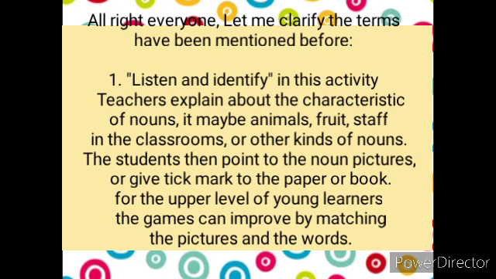Alright everyone, let me clarify the terms that have been mentioned before. The first one, listen and identify. In this activity, teachers explain about the characteristics of nouns. It may be animals, fruits, stuff in the classroom, or other kinds of nouns. The students then point to the noun pictures or put a tick mark on their paper or book. For the upper level of young learners, the game can be improved by matching the pictures and the words.